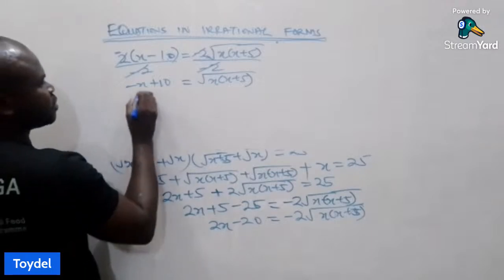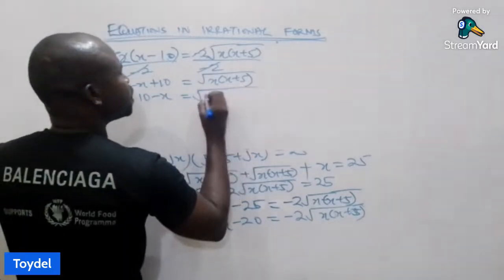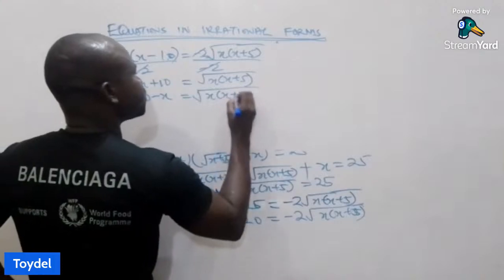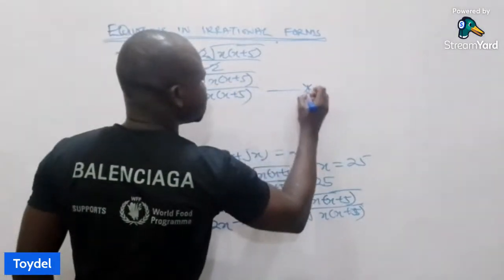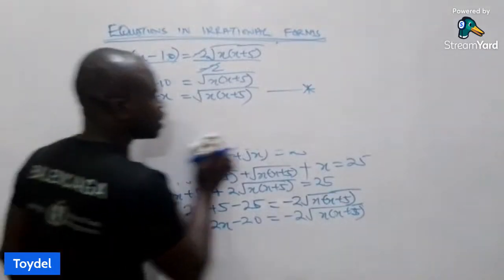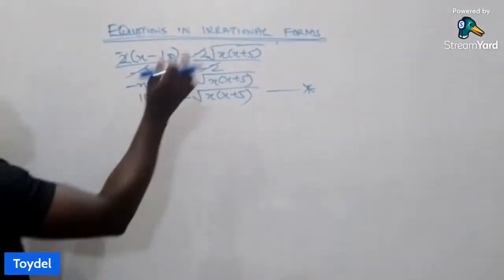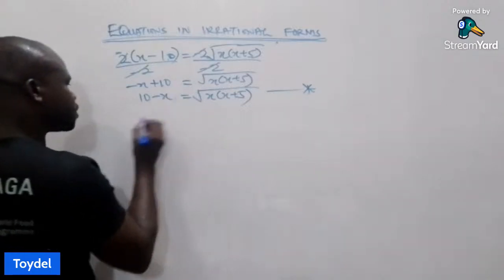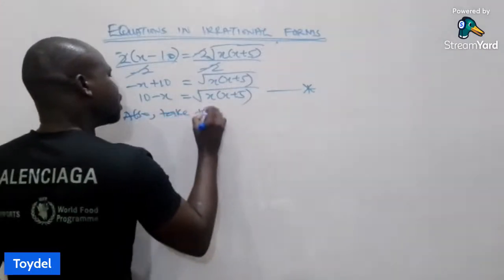And of course, this is the same thing as 10 minus x to be equal to square root of x into bracket x plus 5. At this point now, I can also take the square of both sides. So once I take the square of both sides, I'll be able to remove the square root.